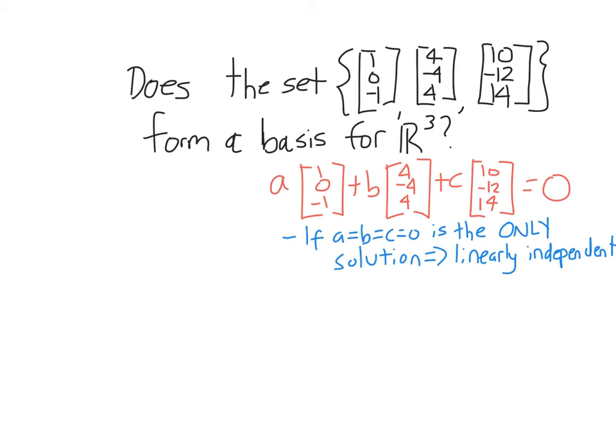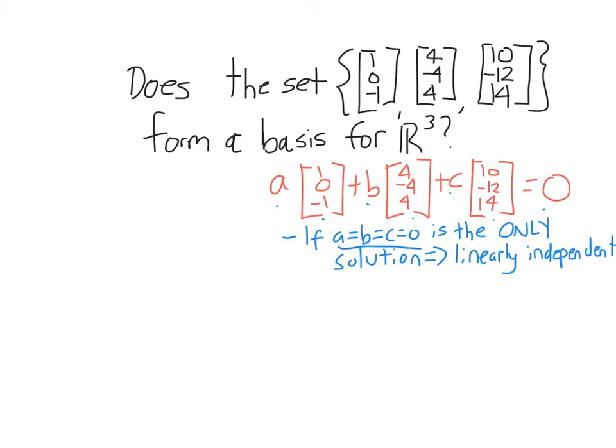So if I have the equation a times first vector plus b times second vector plus c times third vector equals 0, a equals b equals c equals 0 is a solution. It will always be a solution regardless of whether the set is linearly independent or not. It is actually a trivial solution because it's really obvious.